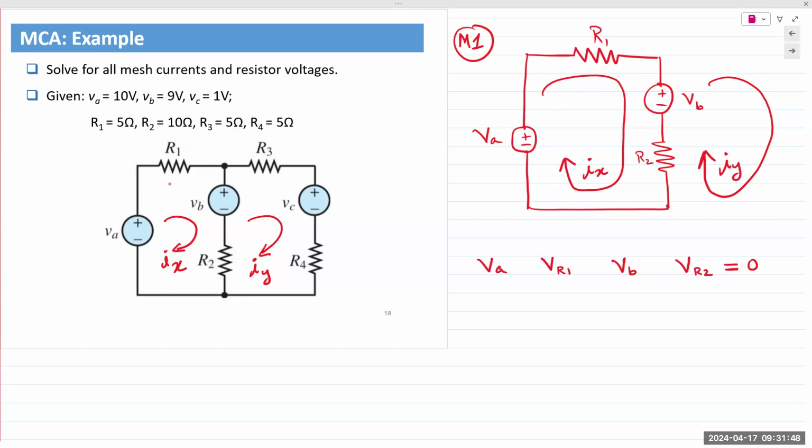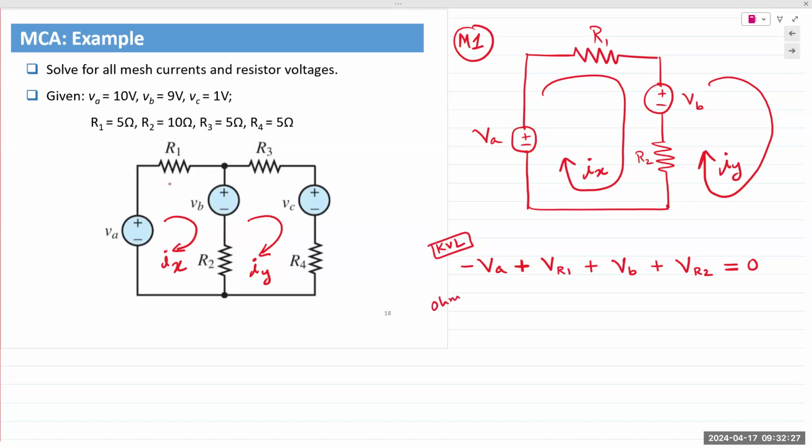Now again, the way I apply it, VA would be minus, VR1 would be positive, obviously because we are in mesh 1, and my KVL summation is in the same direction as the mesh current. So plus VR1 plus VB plus VR2 equals to 0. Check that equation against your technique. Verify you have the same. So this is KVL, right? We applied KVL here.